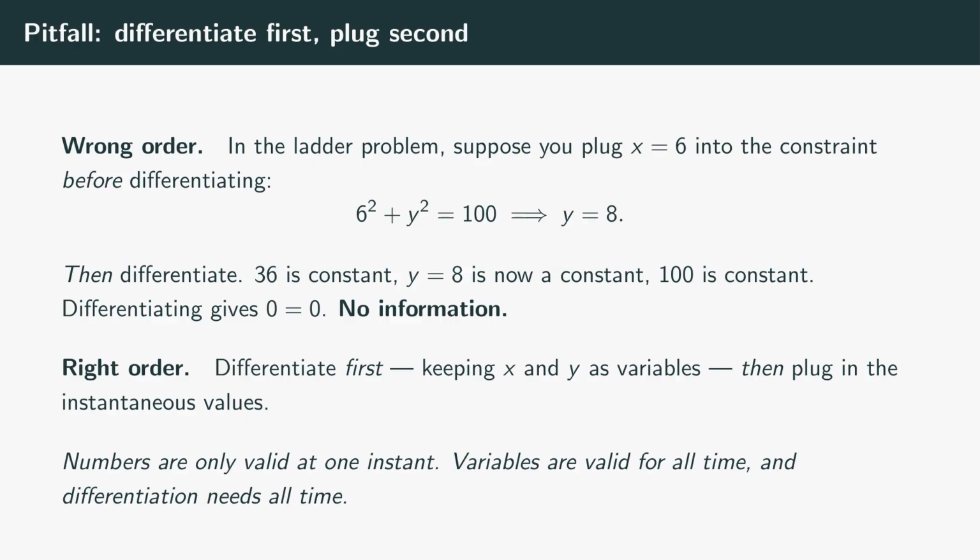Why? Because differentiation is a statement about what happens as variables change. If you've already frozen the variables at specific values, there is nothing left to change. The slogan, numbers are only valid at one instant, variables are valid for all time, and differentiation needs all time. So always, always, differentiate the constraint while everything is still a letter. Substitute numbers only after you've taken the derivative. This single rule prevents most related rates errors.